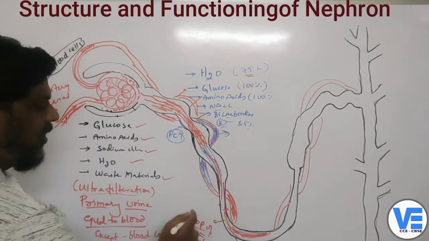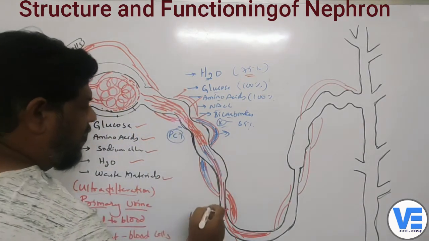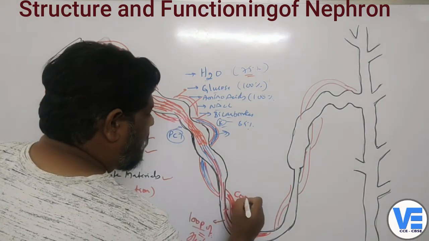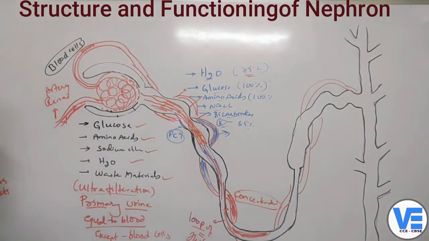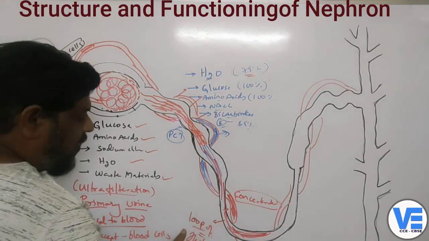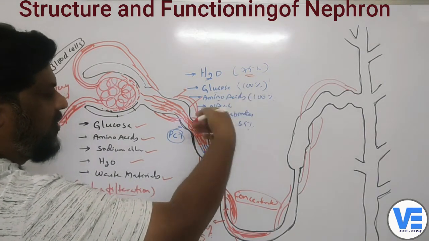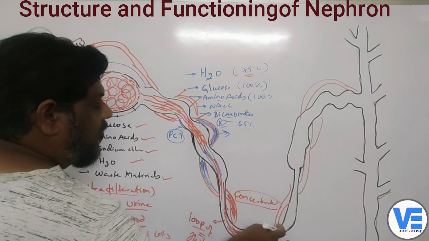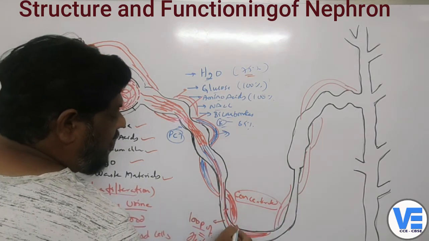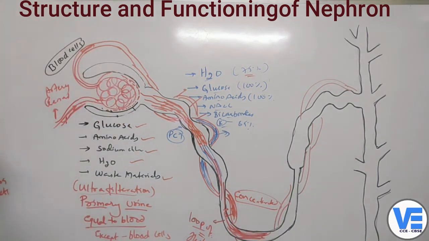When the water is given out, the primary urine which is coming here will become more and more concentrated. Why is it becoming concentrated? Because the water is completely taken out, isn't it? The glucose, amino acids, NaCl, all bicarbonate, everything is gone. So whatever is over here now will become more and more concentrated.